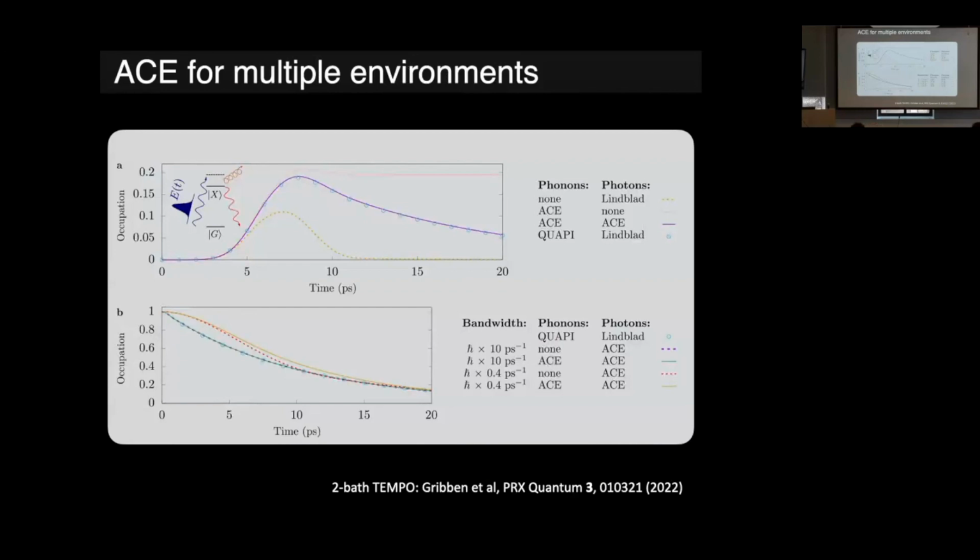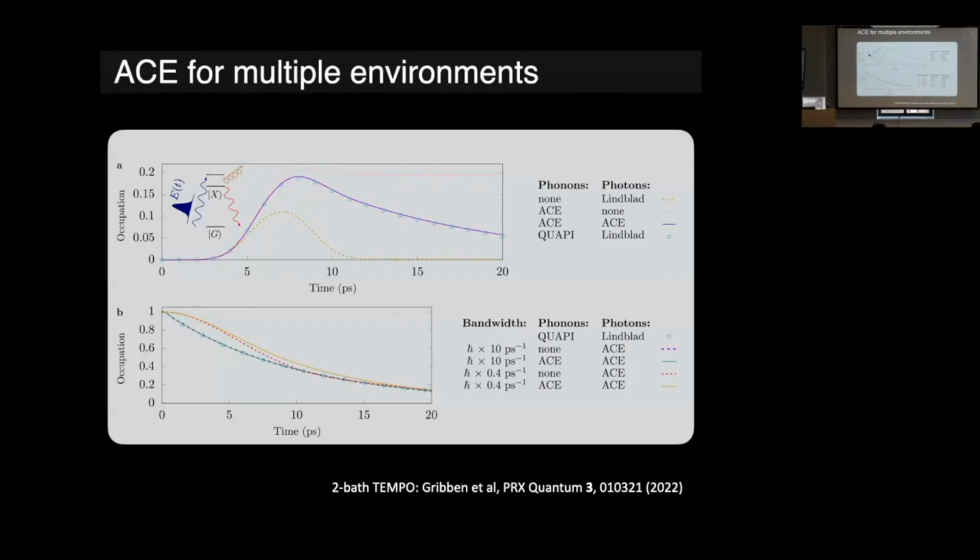We want to see how the system relaxes back to the ground state. So if we have a large bandwidth electromagnetic environment, whether we include the phonons or not doesn't really matter. We get exponential decay from a Lindblad term. So here we've got phonons with QuAPI, we've got the photons with Lindblad. This gives us exponential decay.